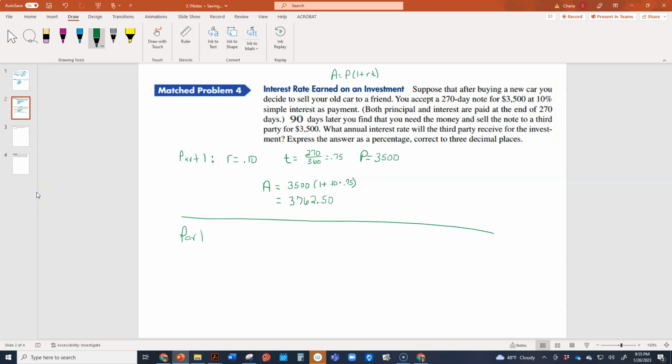So part 2 says, what annual interest rate will this third party receive for this investment? So it's looking for interest rate. I don't know what my interest rate is going to be. So how much time do I have the loan? Well, I don't have it for the whole 270 days because my son kept it for 90 days. So I just have it for 270 minus 90 out of the 360. And I think that comes out to be 180 days. So I only have it for 6 months or half a year.